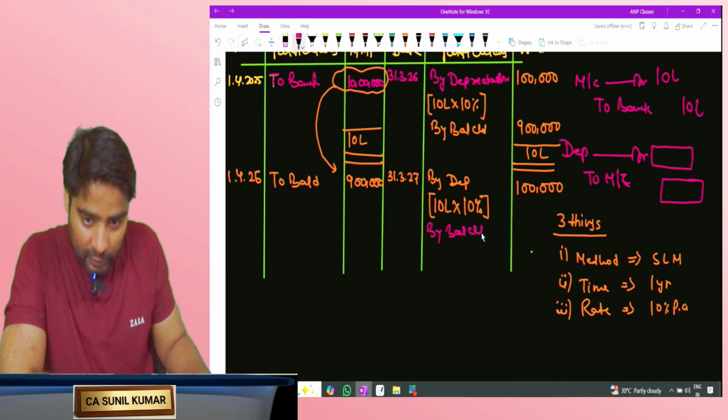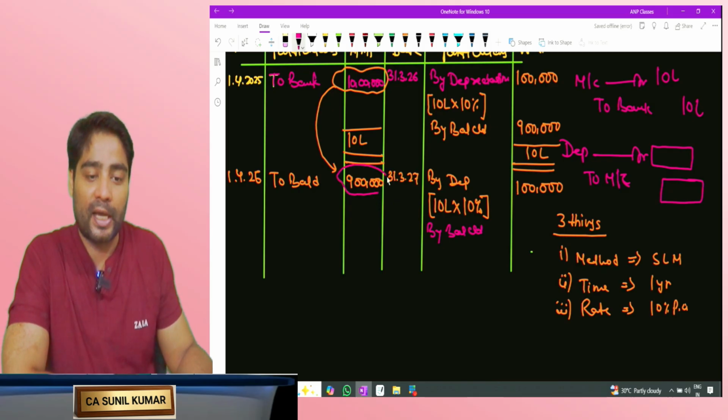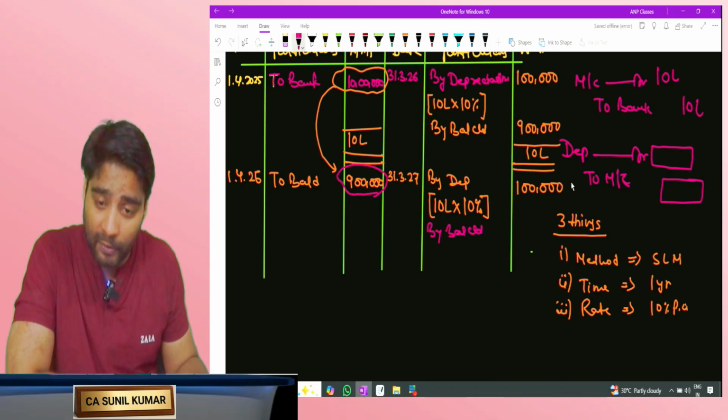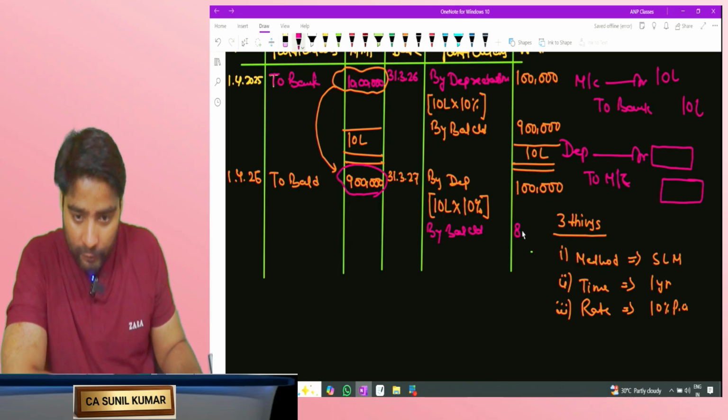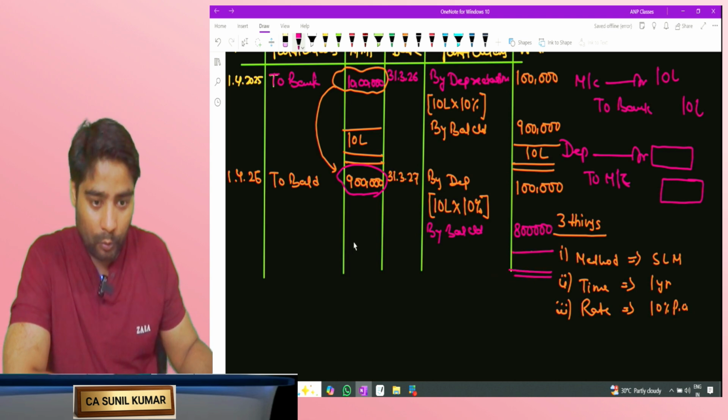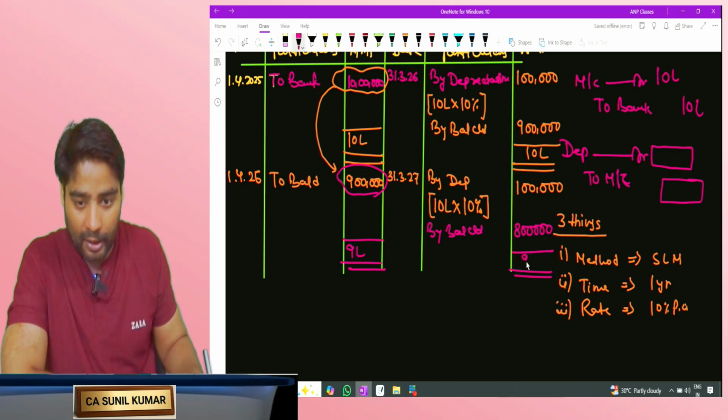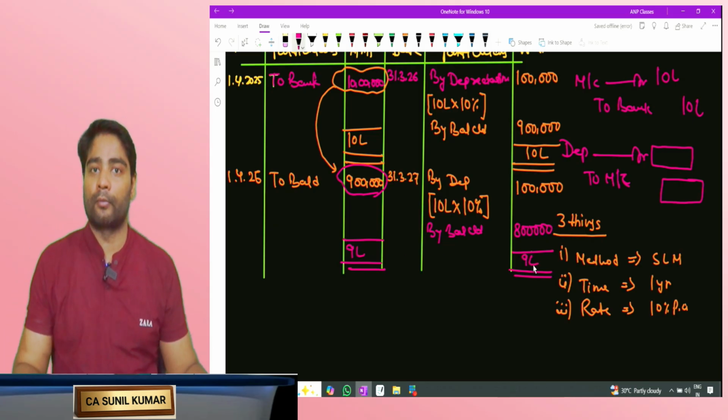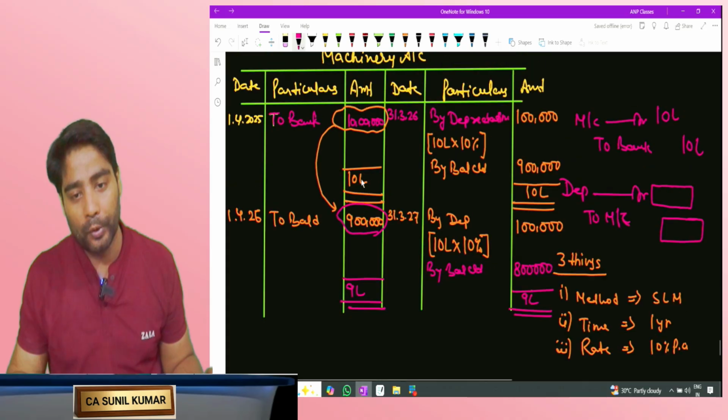So what will be my closing value? Sir, my closing value will be, if the machine was rupees 9 lakh, I have used for rupees 1 lakh, then the machine value will be 8 lakh. And I will close the account. Here we will write the total 9 lakh and 9 lakh. Okay. So we have prepared the account for 2 years.